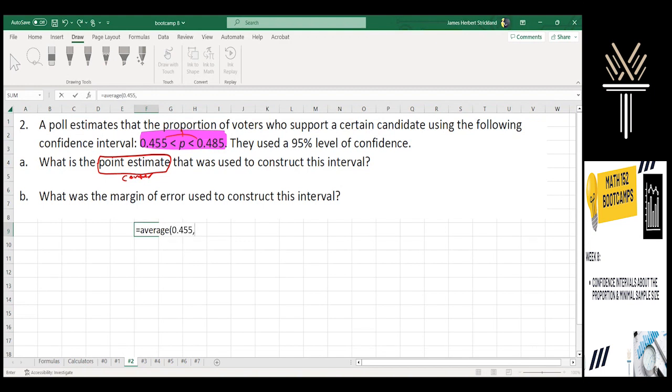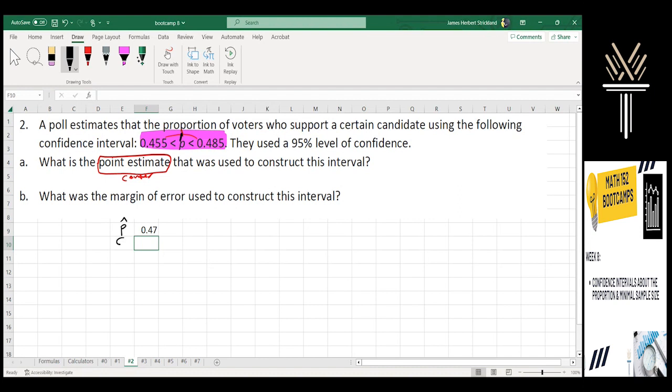0.455, comma, 0.485. Same thing as adding them up and dividing by 2. And so that represents our center. That is our point estimate, and we often denote the center for proportions as a P with a little hat on it. And so that's it. That was the center of this measurement.